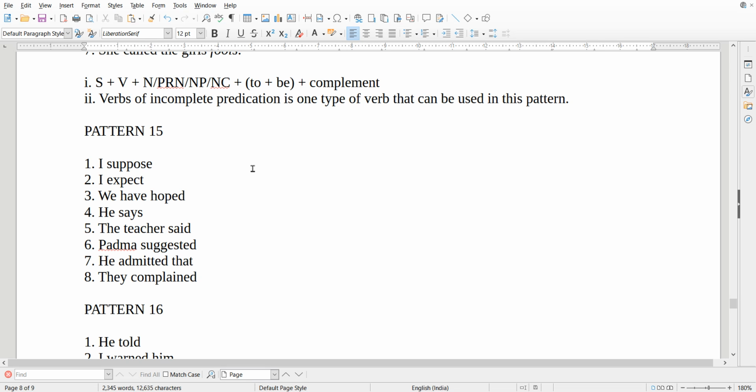The next pattern is subject plus verb plus that clause. You may be acquainted with this already. It's easy: subject plus verb plus that clause, which is the object of the verb. So this that clause is the object of the verb.